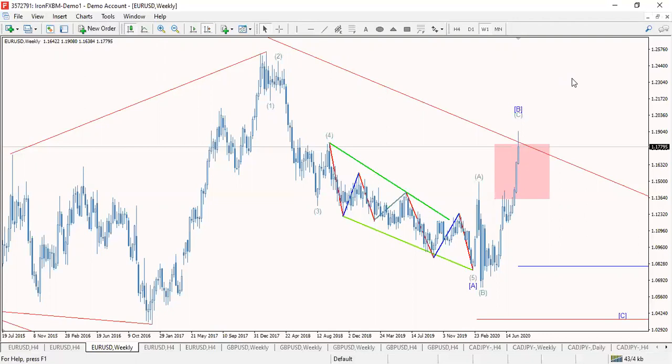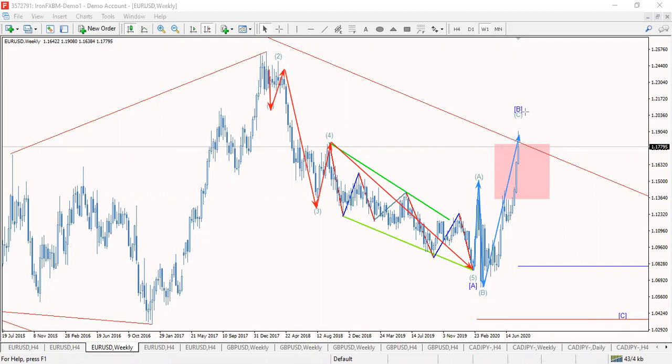Now, you can see that we've got wave 1 here, we've got wave 2, we've got wave 3, wave 4. This whole thing right here is an ending diagonal called wave 5. Now this right here is our A, this is our B, this is our C right here.